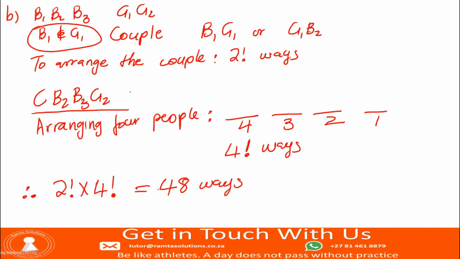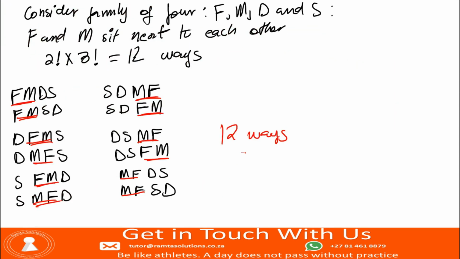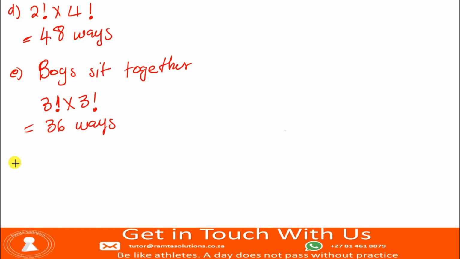Now, F says, in how many ways can they sit if the boys and the girls alternate? For this one, guys, you have to be careful. Let's say there are 5 people: 1, 2, 3, 4, 5. Boy, girl, boy, girl, boy. So this must be a boy, this must be a girl, this must be a boy, this must be a girl, and this must be a boy.